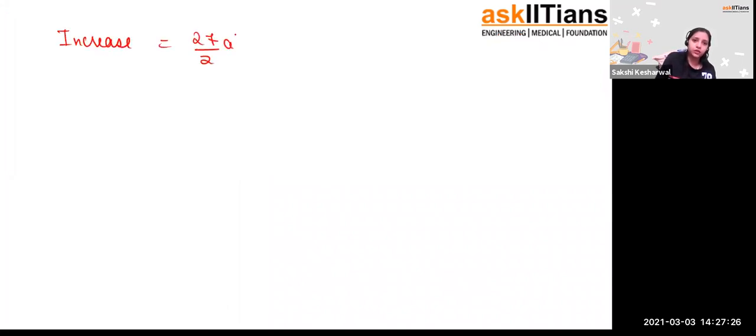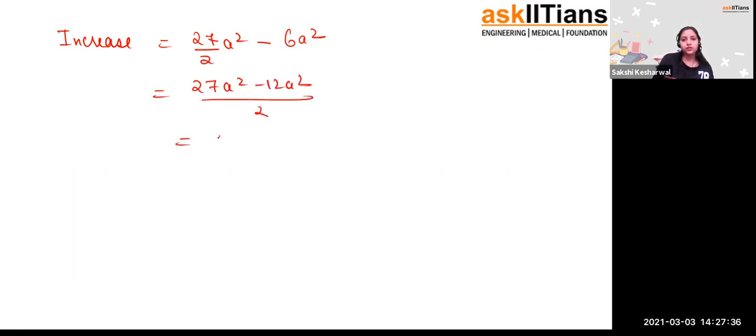27 by 2A square minus, it was 6A square. So this is equal to 27A square minus 12A square upon 2, right? So which is equal to 15A square by 2. Now the percentage increase formula is how much?